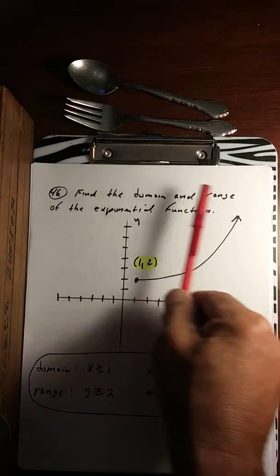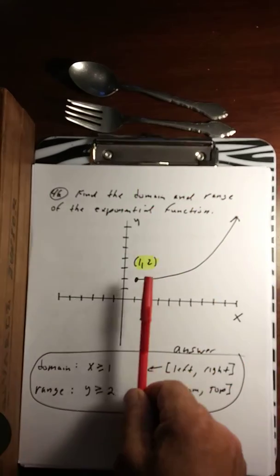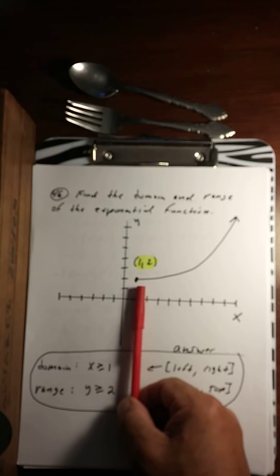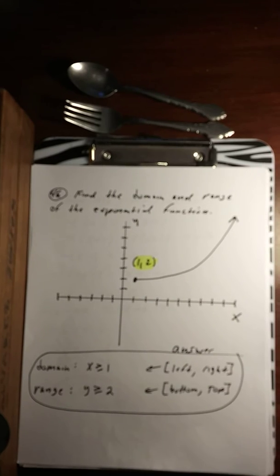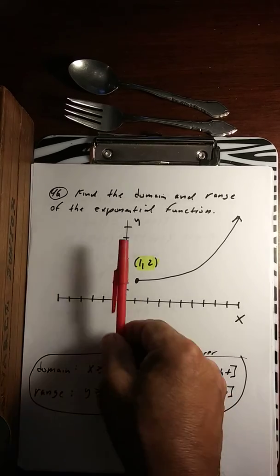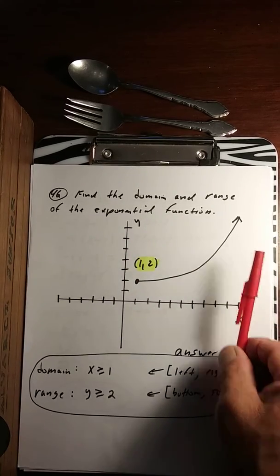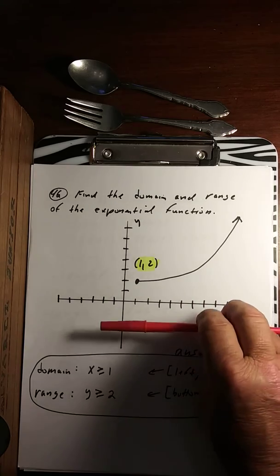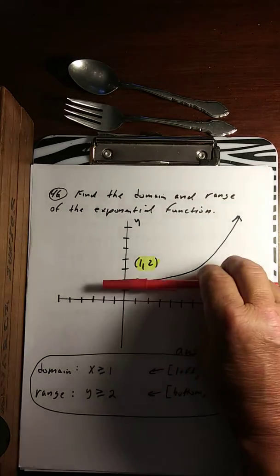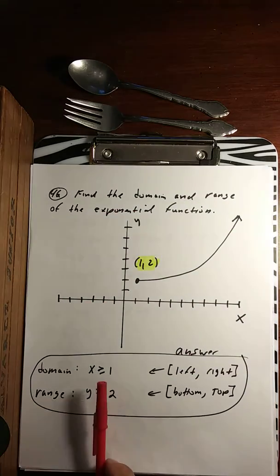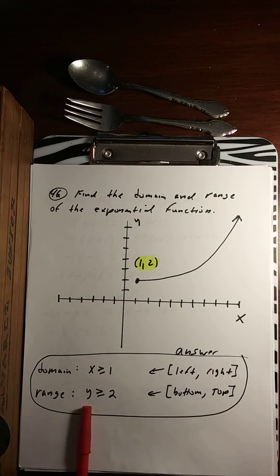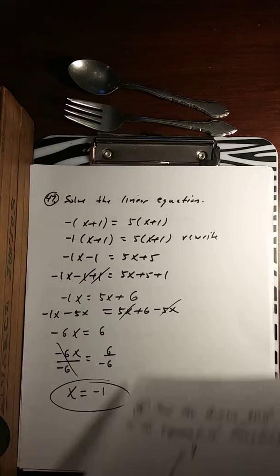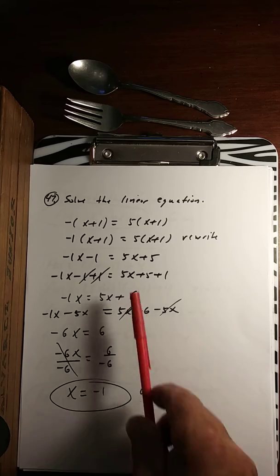Find the domain and range. Domain is left and right, remember? So we're going to go from 1 to where? To that. So we're going to go from 1 to, well, x is greater than or equal to 1. And the range is from here this way. So it's going to be y is greater than or equal to 2. So x greater than or equal to 1, left and right. And the range greater than or equal to 2. Like that.